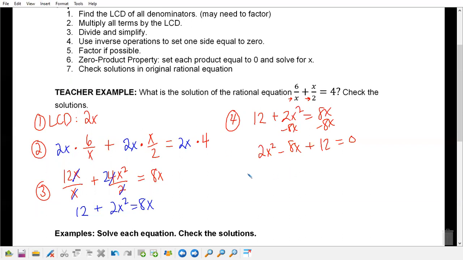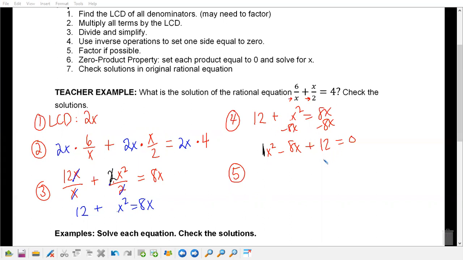Step five says factor if possible. Well, this can be factored. I'm gonna factor out a two. All right, so another error that the teacher made. So right here, 2x times x divided by 2, it should be just 2x squared, and then my 2s are going to cancel out. And so then I'm left with no two here and no two here. So really had to fix that. So this is actually a one. There we go. Now it matches the notes. Just making sure you're all alert and paying attention.